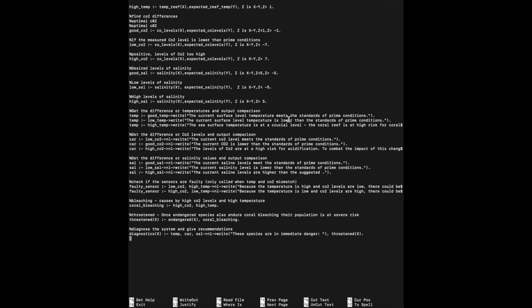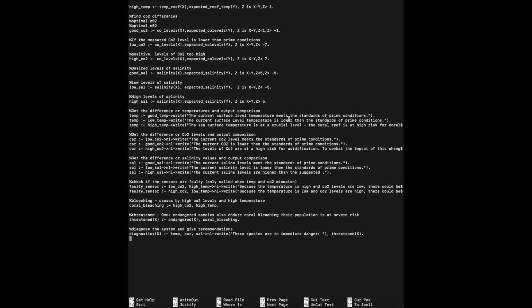So we would recommend coral restoration using coral nurseries and epigenetic modification, which is basically mutating the coral to be able to withstand these conditions. So it's basically kind of fast forwarding evolution for specific coral species that are sensitive to these levels of pH from the high CO2 being absorbed. And if it's high salinity, then we will notify the user of the high abnormal levels.